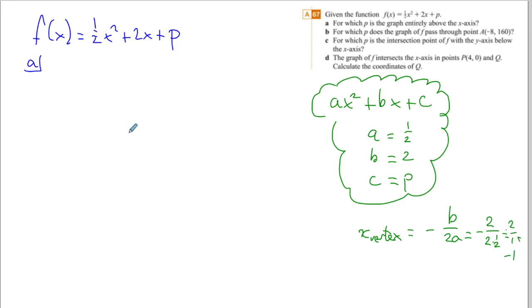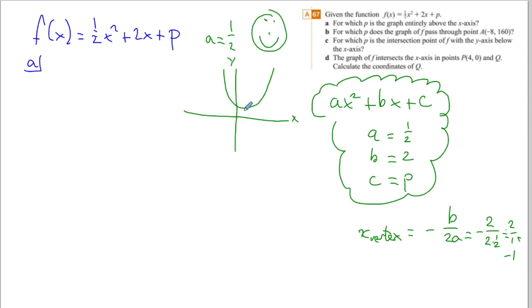For which p is the graph entirely above the x-axis? Once again, I'm going to think about what I learned before. A graph above the x-axis. In this case a is a half, so it's a positive one. So it's a cup parabola. But when the graph is above the x-axis, that means that it's not touching or intersecting the x-axis. In that case, my discriminant is smaller than 0.